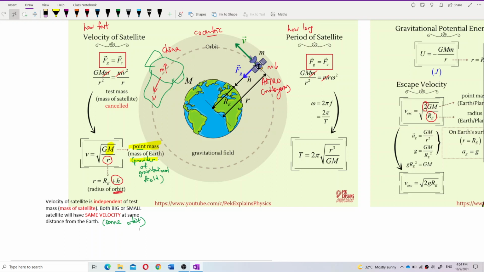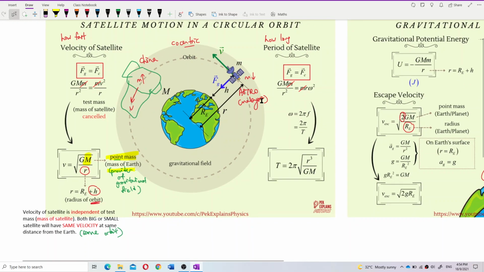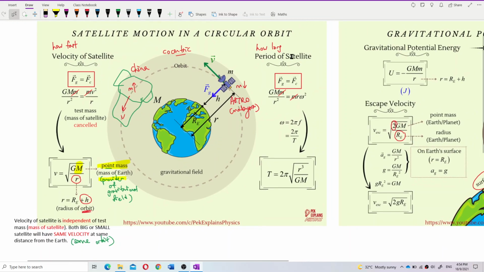Hear me again. Different satellites at the same orbit will have the same velocity. They travel at the same speed around the orbit, because they are independent of the mass of the satellite. It's already been cancelled in the equations. You see here, there is no mass of satellite. What's left is just the mass of Earth and the radius of orbit. There's no mass of satellite here.